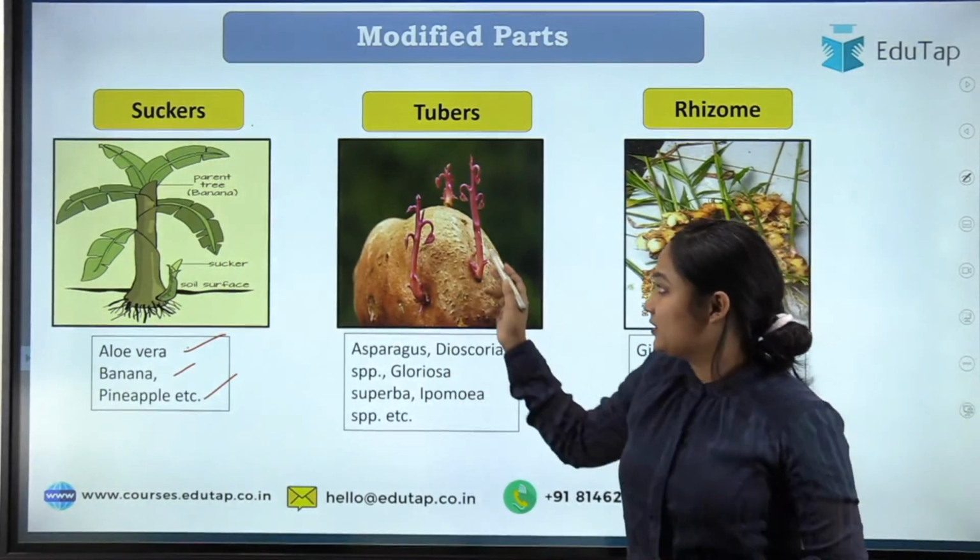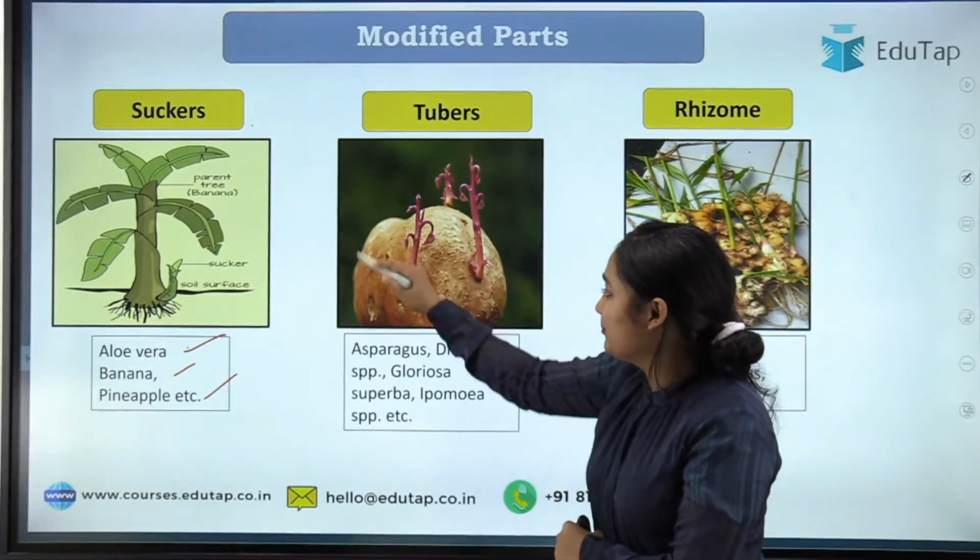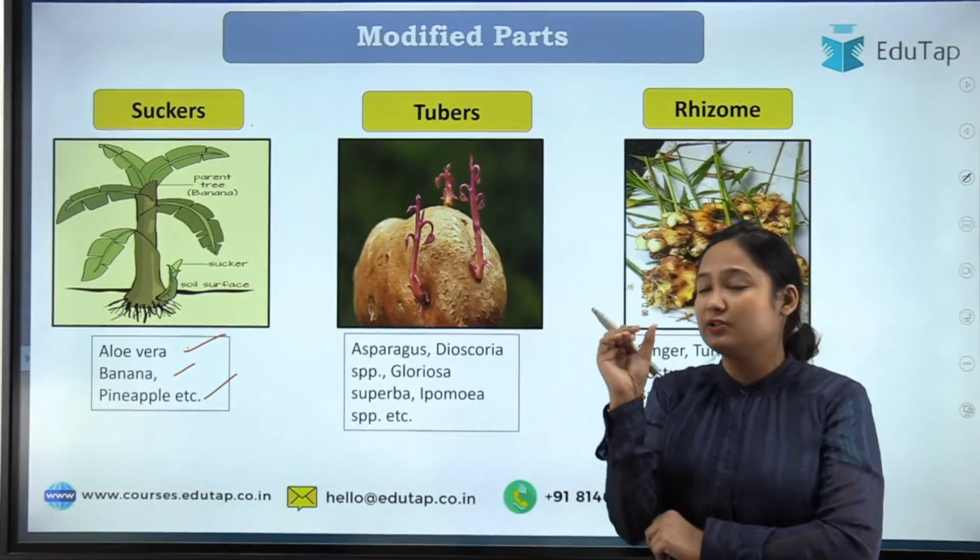Tuber part you have seen, I think in the monsoon season, what happens in our potato: a bud-like structure, or the eye of the potato, appears.